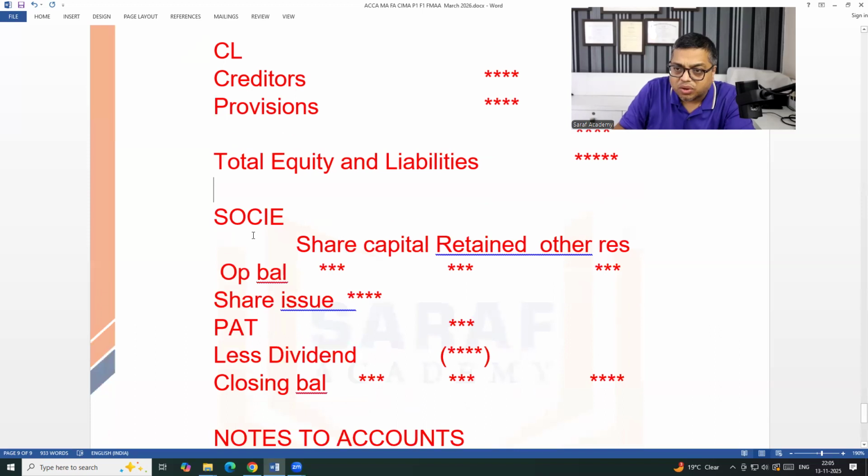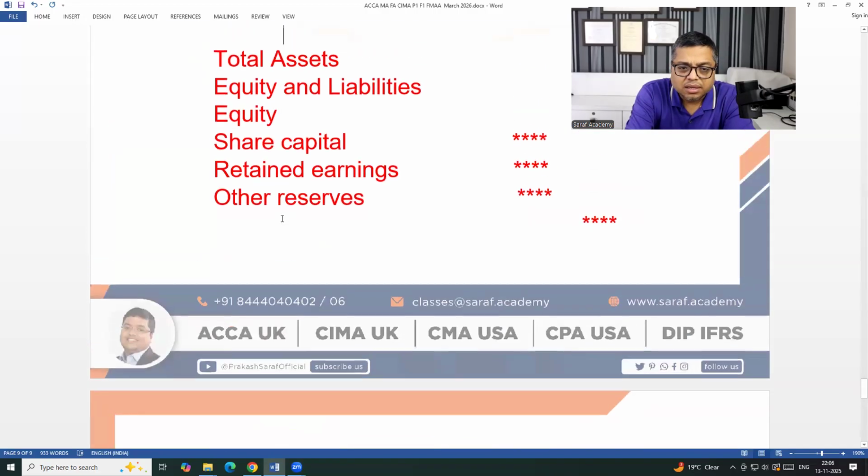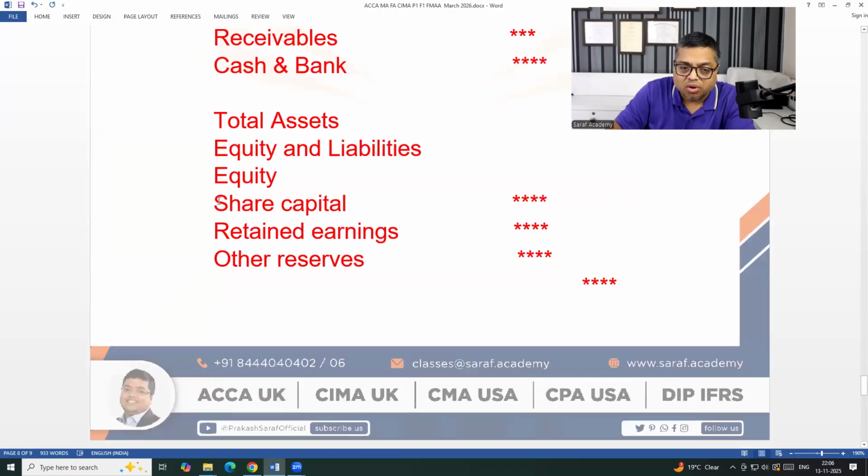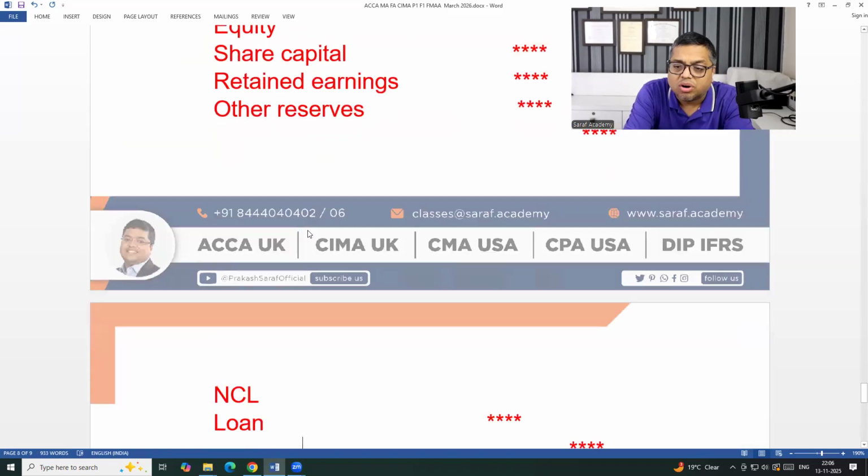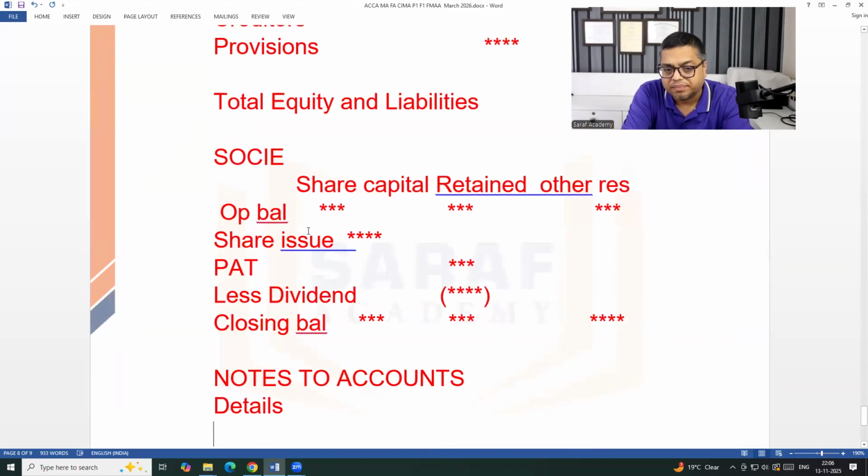Then the third part of financial statement is statement of changes in equity. What is that? In the balance sheet, we are recording equity, share capital, retained earning, other reserves, all these figures. How did you get these figures? You need to show in a separate statement called statement of changes in equity.